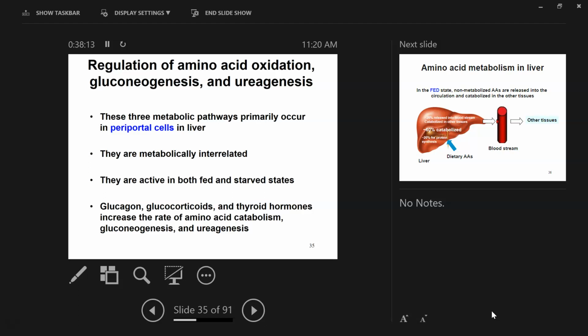So these pathways are all active in both the fed and fasting state. So the concept may be a little different from what we learned about glucose and fatty acid metabolism. Normally we thought catabolism is active during the fasting condition, right? And anabolism is mostly active in the fed condition. But amino acid metabolism is different, right? The oxidation, gluconeogenesis, and urea cycle all occur in both the fed and fasting conditions. But again, amino acid availability is most important. It regulates which metabolic pathways the amino acids undergo, right?